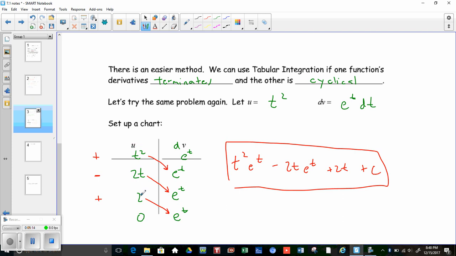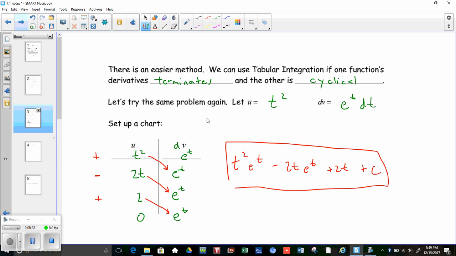And this side must have some kind of a terminating derivative. Yeah, I think you can actually technically do this without, but it's a lot more challenging to do. This is the easiest method. So again, only use tabular when you have that circumstance. Otherwise, just go with the standard integration by parts.